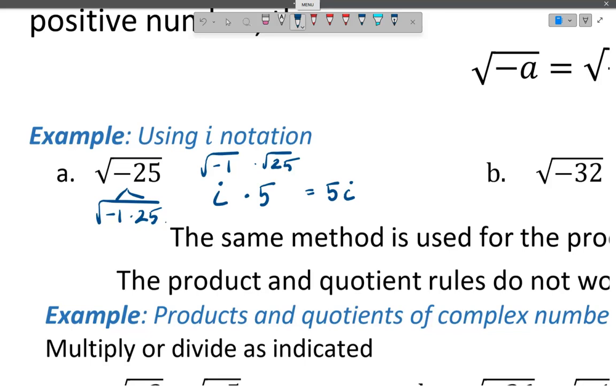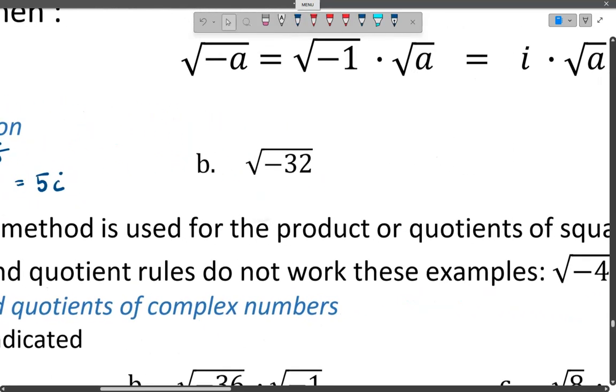So -1 is always a factor. If I had the square root of -2, I would pull out the -1, but I would still leave the 2 in the radical. And we'll see some of that very shortly.